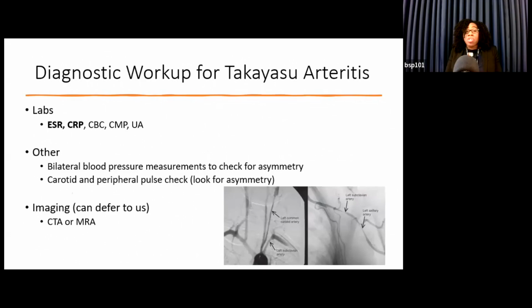What's really important is checking blood pressures in both arms to see if there's any significant asymmetry. Similarly, check the pulses, both carotid as well as peripherally, to see if there's any difference there. In terms of imaging, that can be really helpful to look for inflammation, both from a CTA or MRA perspective, and in terms of which one to order, we can work together in deciding on that.